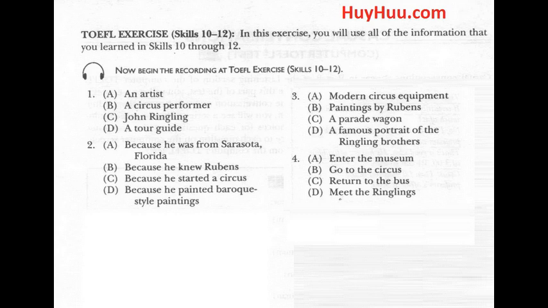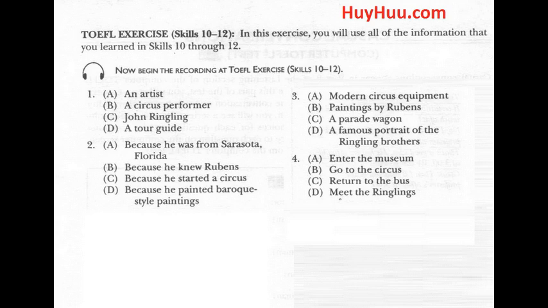TOEFL exercise, skills 10 through 12, page 61. In this exercise, you will use all of the information that you learned in skills 10 through 12. Questions 1 through 4. Listen to a description of the Ringling Museum.